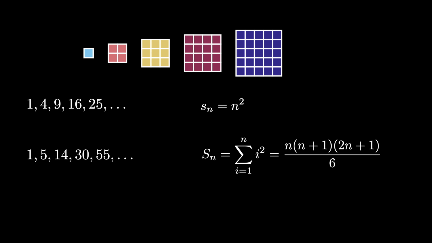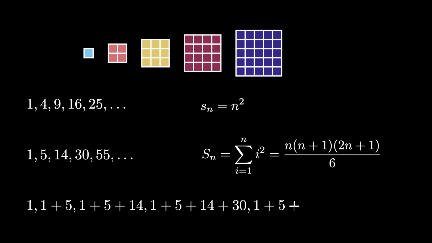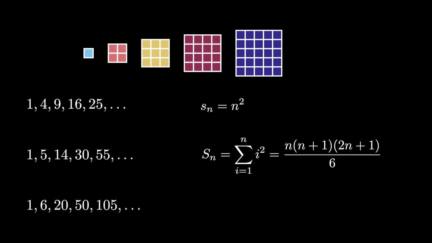But why stop there? Why not consider the sequence of partial sums of this sequence so that we have 1, 1 plus 5, 1 plus 5 plus 14, 1 plus 5 plus 14 plus 30, 1 plus 5 plus 14 plus 30 plus 55, and so on. When we compute these sums, we get a sequence starting 1, 6, 20, 50, 105, and so on.